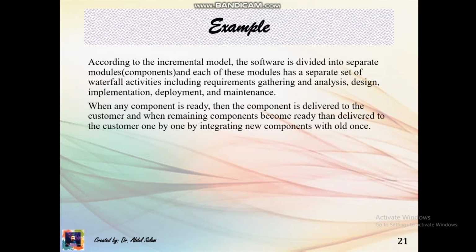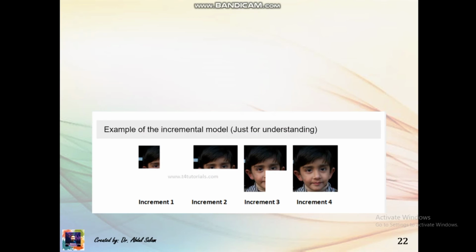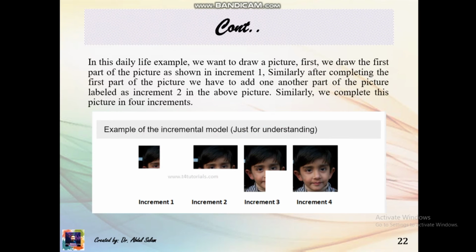For example, according to the incremental model, the software is divided into separate module components, and each of these modules has a separate set of waterfall activities including requirement gathering and analysis, design, implementation, development, and maintenance. Here is an example of the incremental model: increment 1, increment 2, increment 3, and increment 4. We are incrementing the picture step by step to complete the final look.